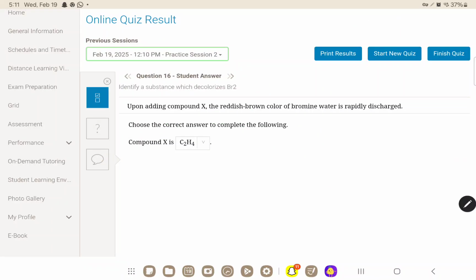Okay. Now when upon adding compound X, the reddish brown color of bromine is rapidly discharged. Now whenever you see bromine, it means it undergoes bromination. The thing that undergoes bromination is alkenes. They undergo bromination.